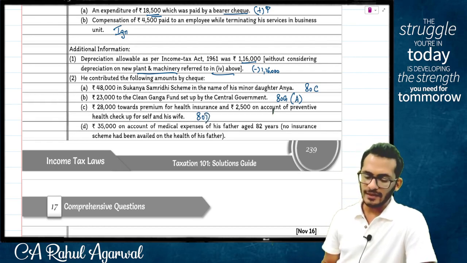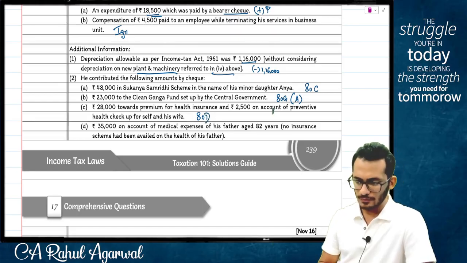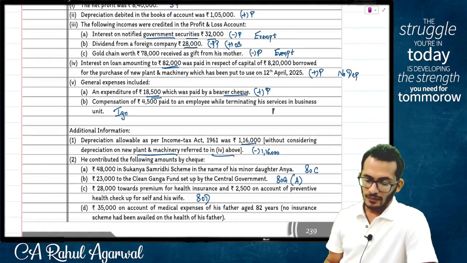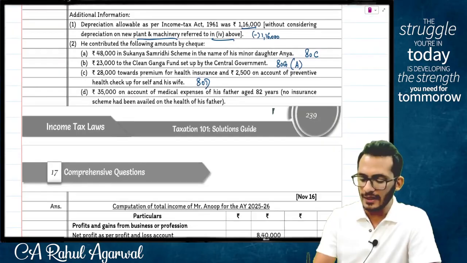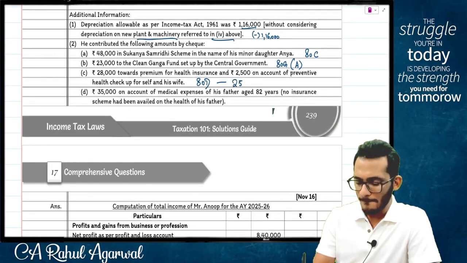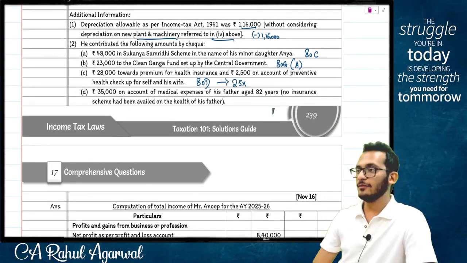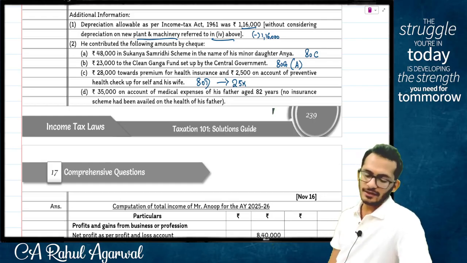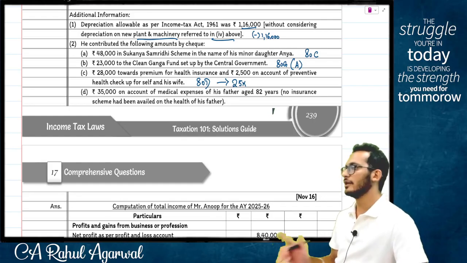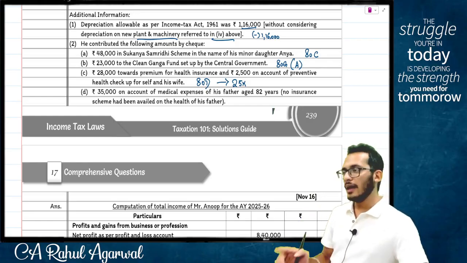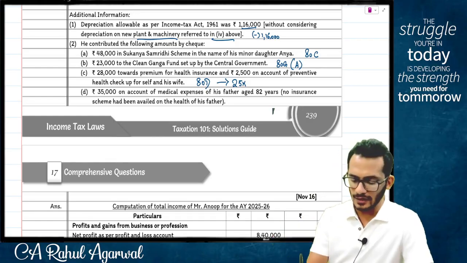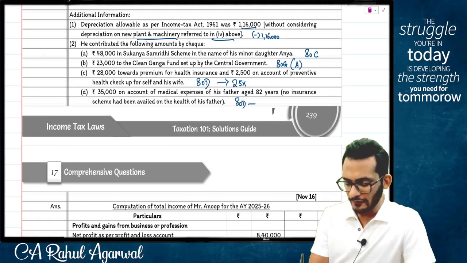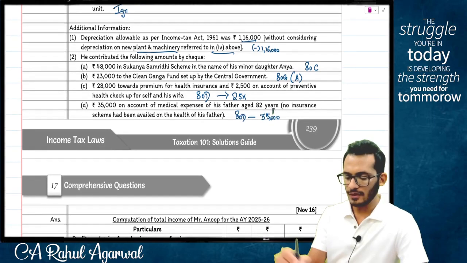This is 80D health insurance. People, look at my age. My age is 55. I can only claim 25,000. Next, I have 35,000 for medical expenses of father aged 82 years. No insurance taken for the father. People, no insurance taken. Therefore, expenses allowed. Allowed deduction, full 35,000, because I can claim maximum. This is what the answer is.